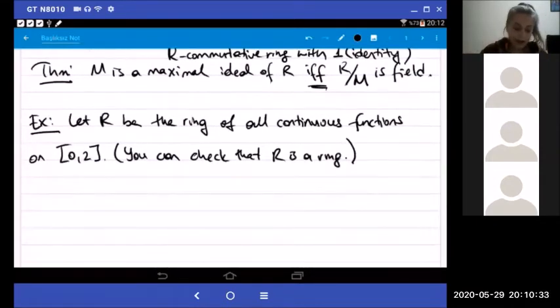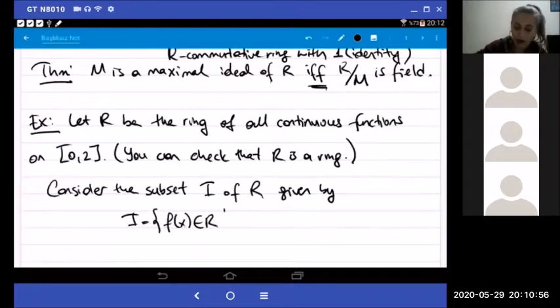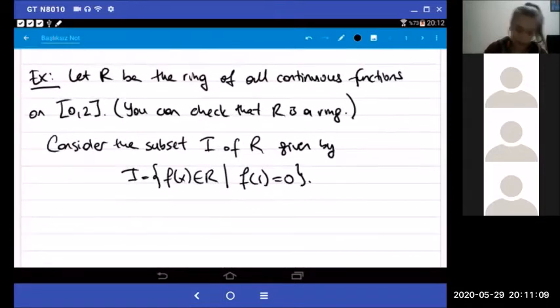Now, let me give you a subset of it. Consider the subset I of R given by: I contains all functions f in R such that the function value of these functions at 1 is equal to 0. Now, our aim is to show that I is a maximal ideal.